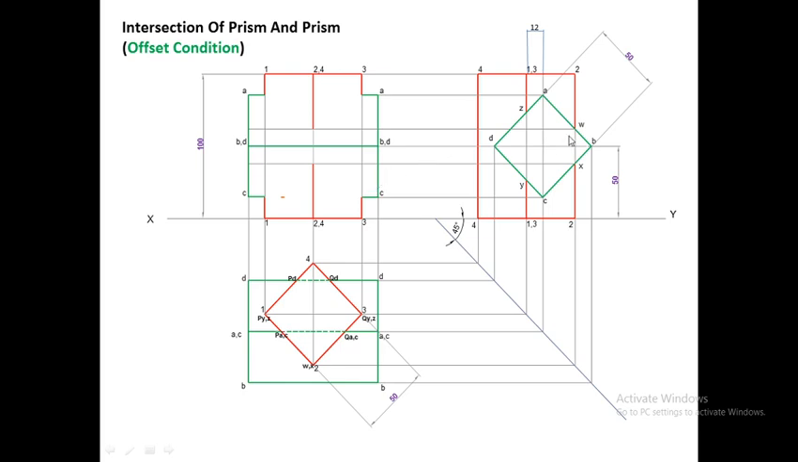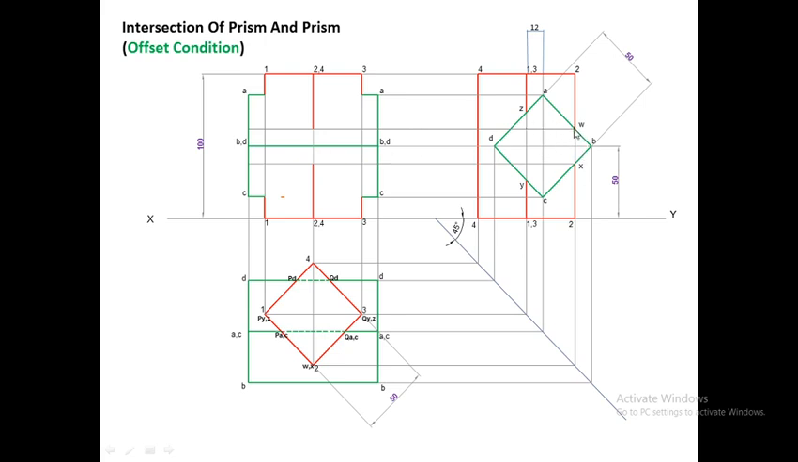Now we will project the points of intersection. Now we have projected first point, that is W and X. We have projected W in the front view by drawing horizontal projection line. Similarly, we have projected point X in the front view by drawing horizontal projection line. Now we will mark this point W and X in the front view.